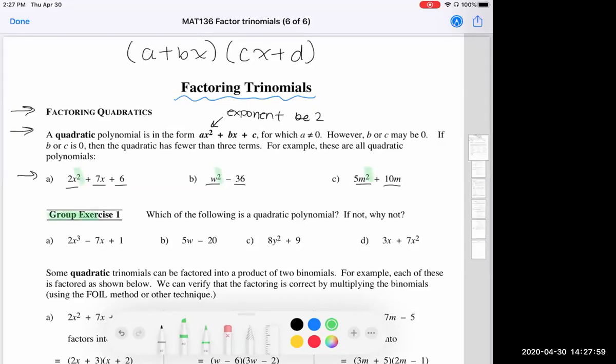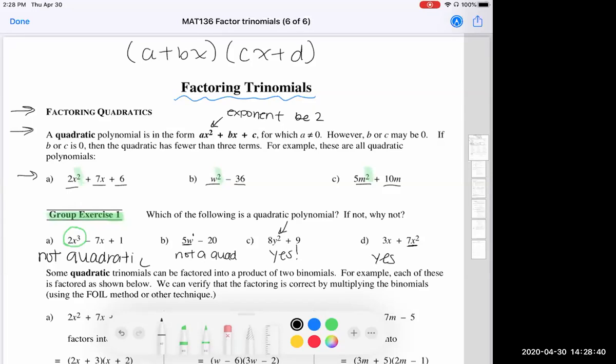Group exercise 1. Which of the following is a quadratic polynomial? Why or why not? As we take a look at the first one, my highest degree, is it 2? No, right? So this one is not a quadratic. My highest degree is actually degree 1, so this also is not a quadratic. We finally see one with the exponent of 2. That one is a quadratic. And here we have an exponent of 2.